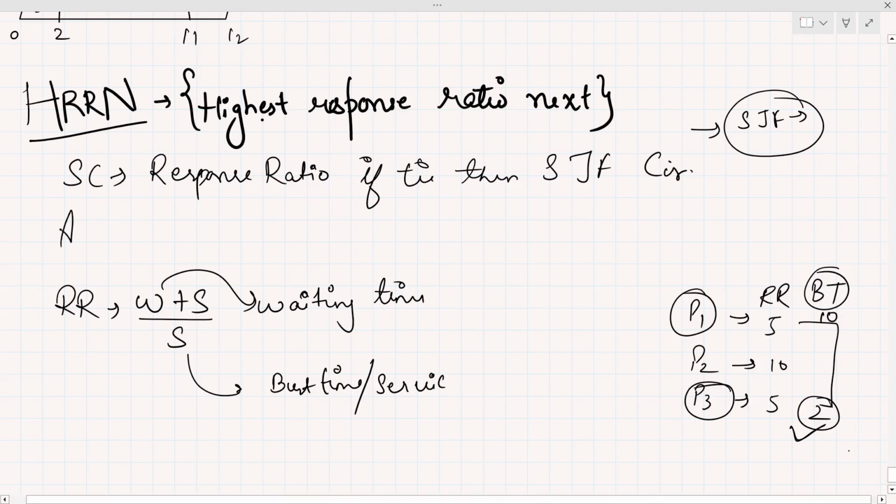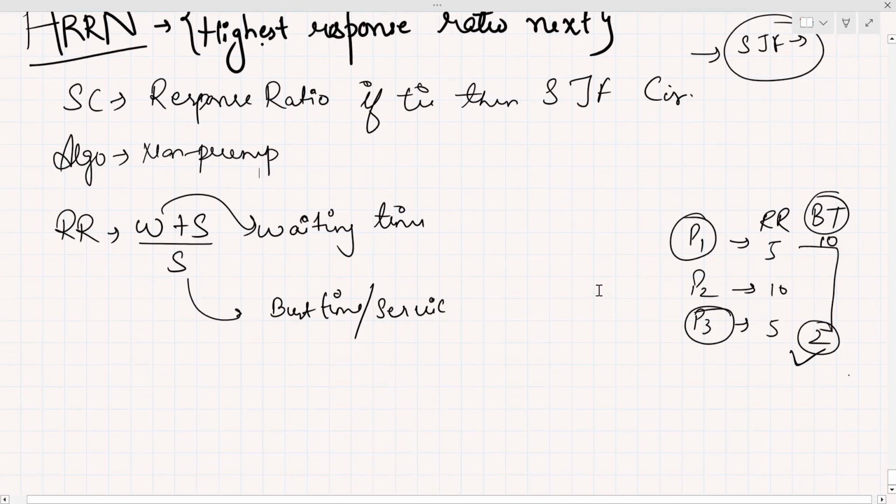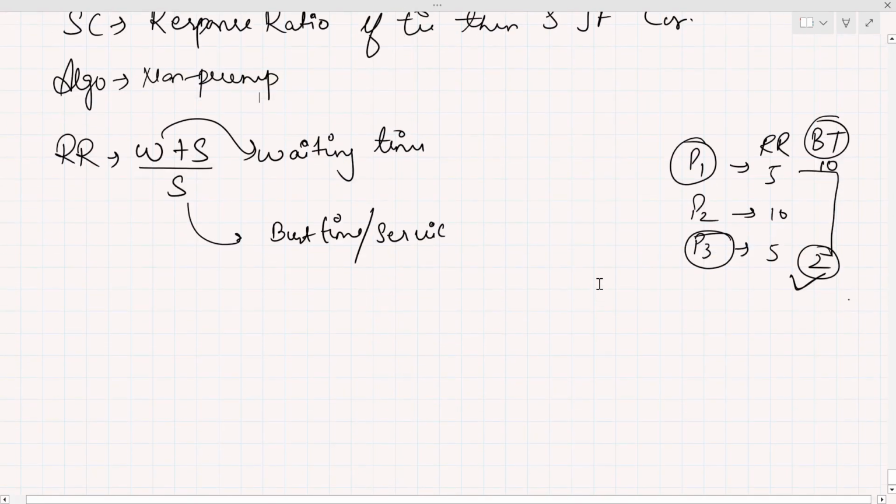Now another thing is, what type of algorithm is this? There are two types of algorithm: preemptive and non-preemptive. HRRN is a non-preemptive type of algorithm. What does that mean? That means if a process acquires the CPU, it will not leave the CPU until it is completely executed. This is the meaning of non-preemption.